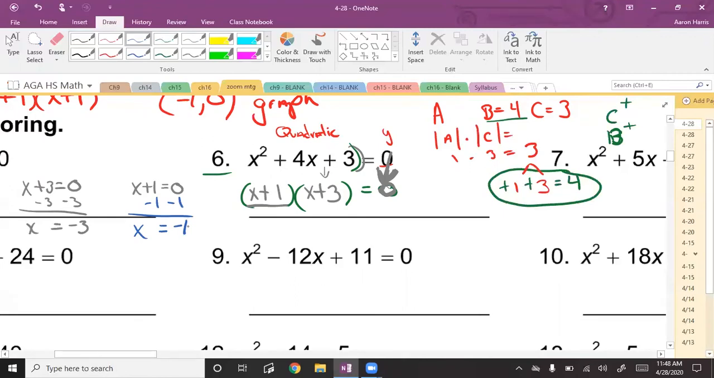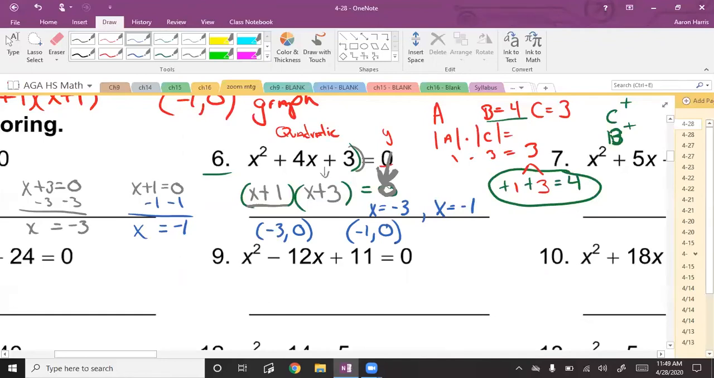All right, so my answers to this problem are x is equal to negative 3 and x is equal to negative 1. Do not make a coordinate pair out of the x's. They're x's. If I want the coordinate pair, I put negative 3 comma what? Negative 3 comma 0 is a point I could do. The other point I could do is negative 1 comma what? 0. Does that make sense?